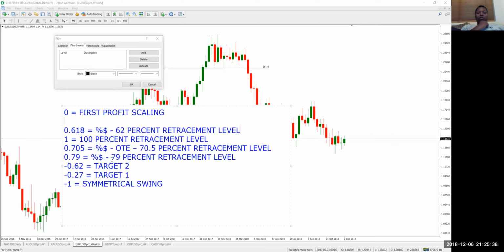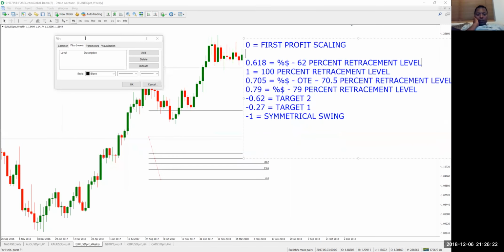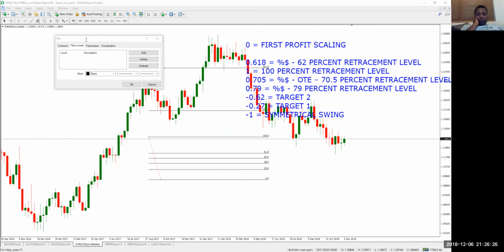Because you will notice from the chart I'm going to show you now, the moment price reaches the 70.5% level, normally it also targets the 79%. It targets that price during a stop hunt before it eventually goes the other way around. Then we've got the negative 0.62. That's our target number 2, which is take profit. Target 1 and 2 are all take profit zones that come after the 0 level, which is the first profit scaling.